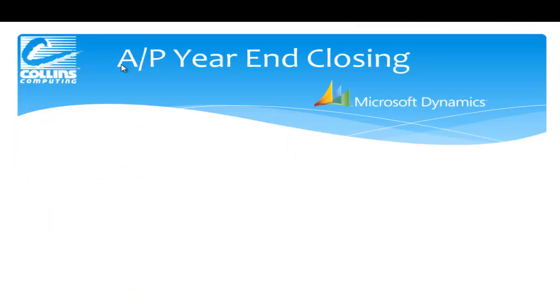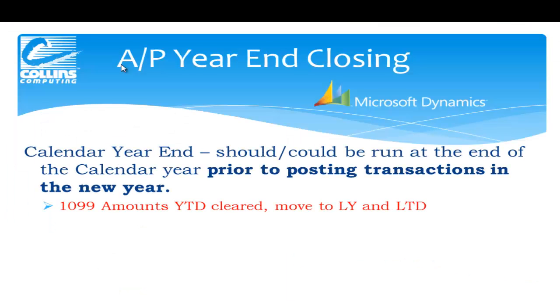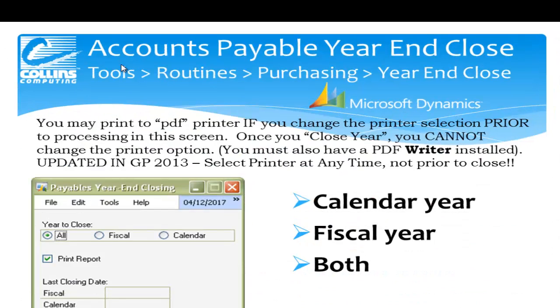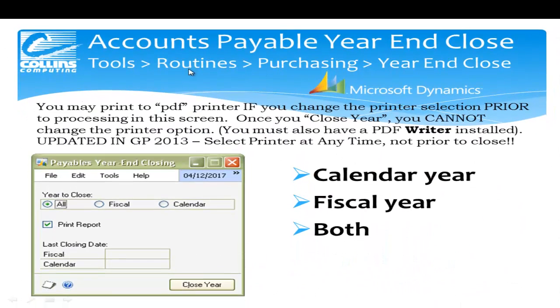So for accounts payable year-end closing, there are two options. You can choose to close a calendar year or a fiscal year. If you close the calendar year, then the amounts that are in the 1099 fields will be the ones that move from year to date to last year, and then the life to date will keep adding up. If you choose to close a fiscal year, that is when the rest of the fields move over to last year. So here's the screen that comes up when you go to Tools, Routines, Purchasing, Year-End Close.